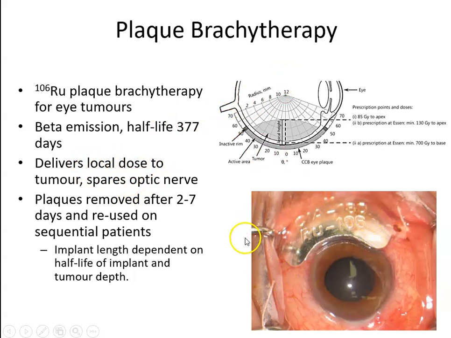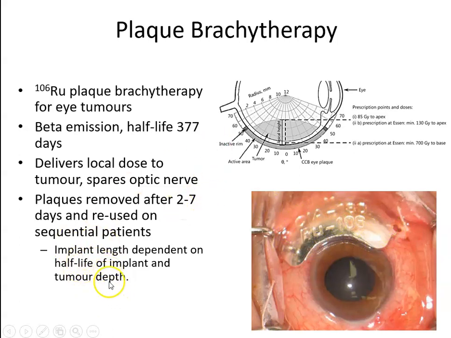So we attach the plaque for a time that depends on how hot this plaque is, which depends on how recently this plaque has been made. So when they're brand new, they're really, really hot, so maybe put it on for 2 days. If it's been hanging around, been used on lots of patients and is maybe a year old, it'll be less hot, and therefore you may have to increase the time that it sits on the patient's eye.